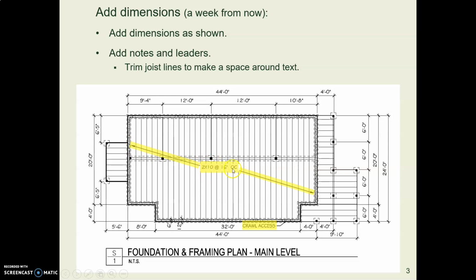When you get the text in here, what you can do is in CAD draw a box around here temporarily, a box made of lines, and use that box as cutting edges for a trim command, and go in here and trim each of those joists so that you have a white space for the note to appear. So that's all we need to do for now. Next week we'll come back and we'll add dimensions.